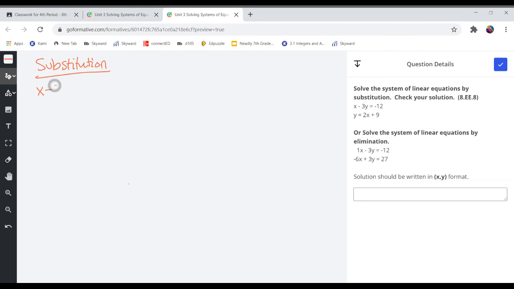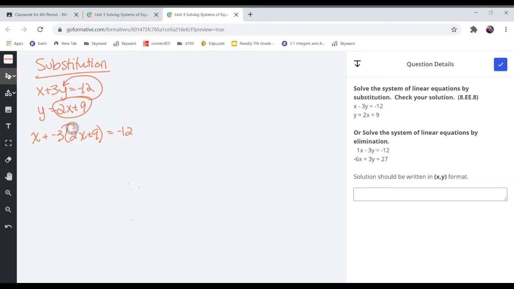We have x minus 3y equals -12, and y equals 2x plus 9. I'm going to take my y and plug it in up here in that first equation. I'm also going to add and make that into a negative 3y. So this becomes x plus negative 3 times the quantity 2x plus 9 equals negative 12.